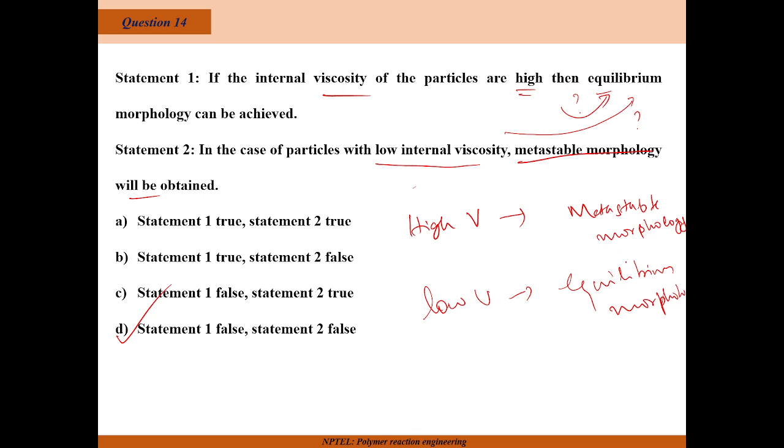Metastable means the morphology can just change, so there are multiple stable morphologies. Whereas in low viscosity, there will be just one kind of equilibrium morphology. Anyway, the answer to this question is option B: both statement 1 and 2 are false. Clear?